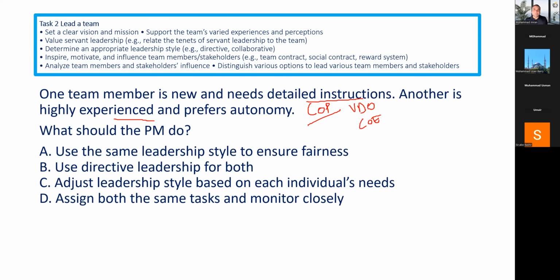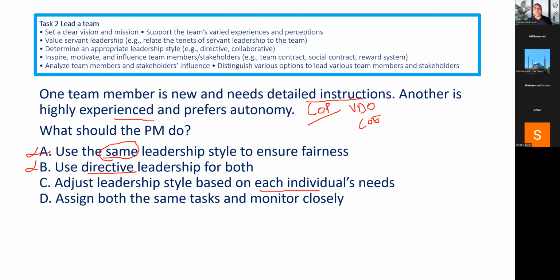So we have some information. Let's go and find the answer. What should the PM do? Use the same approach? We never go with one stick for all. Use directive leadership, which means you start enforcing your decisions. The question was not about control, right? So that is out of the league. Adjust leadership style based on each individual's need. Seems to be a better answer, but let's go next.